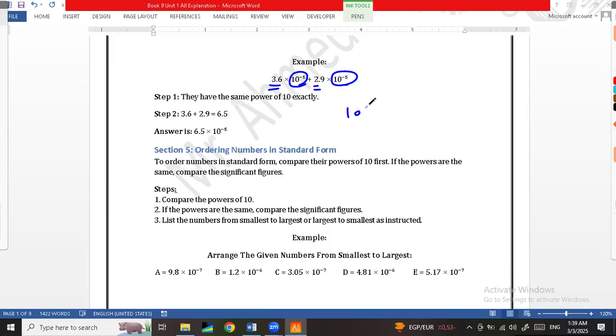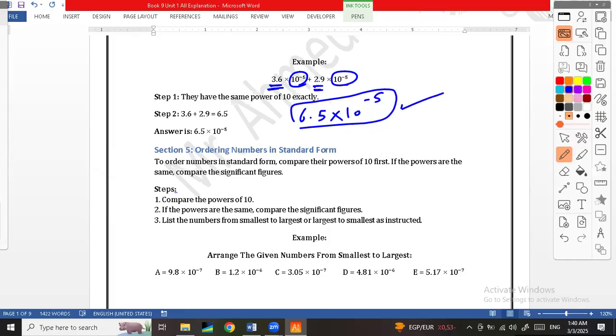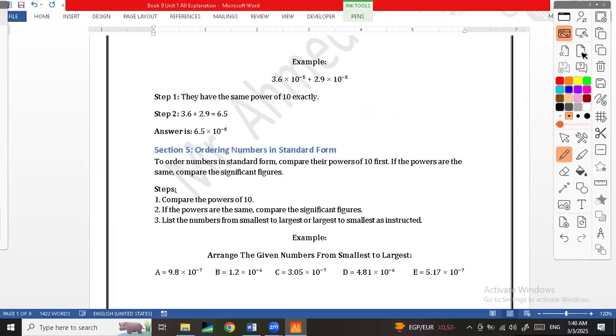10 to the power of -5 stays the same. Then it's multiplied by what? Multiplied by these two added to each other. So 3.6 plus 2.9, which is 6.5, times 10 to the power of -5. Okay, so again, I just added 3.6 and 2.9 and I multiply them by 10 to the power of -5. That's it. Okay, that's how we add standard forms. Okay, next part over here.